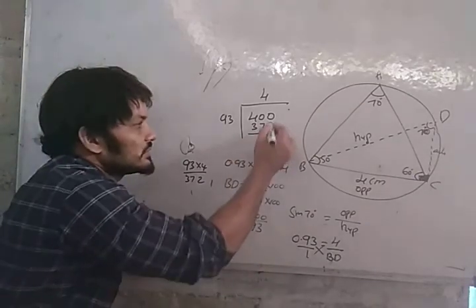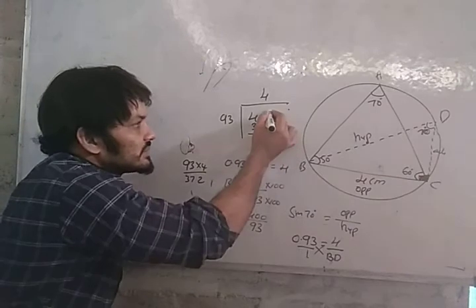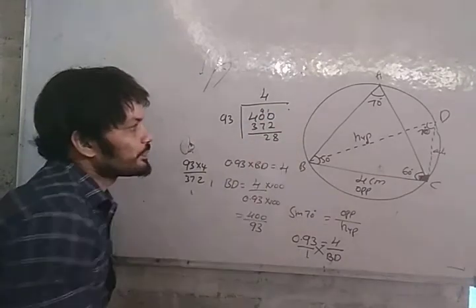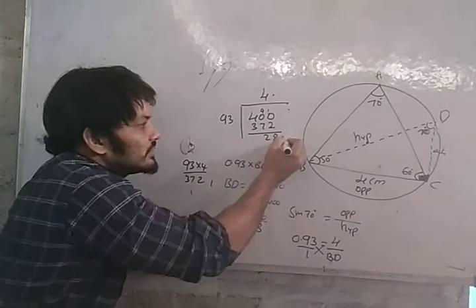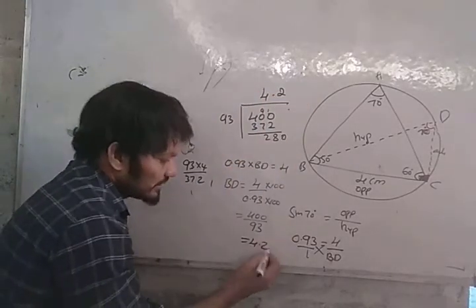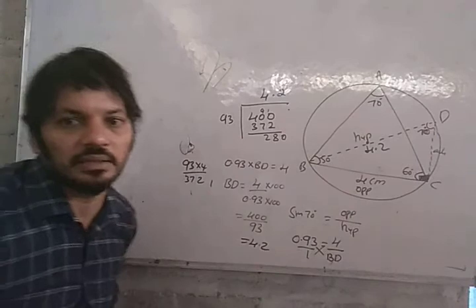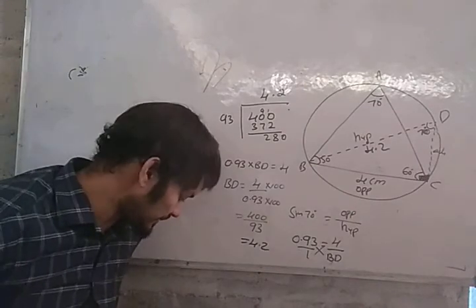372. You have to subtract. You will get 8, because here 9, 9, 28. Point here 0. Maybe here 2 times 4.2. Okay, the diameter you got is 4.2. Diameter 4.2. First question solved.